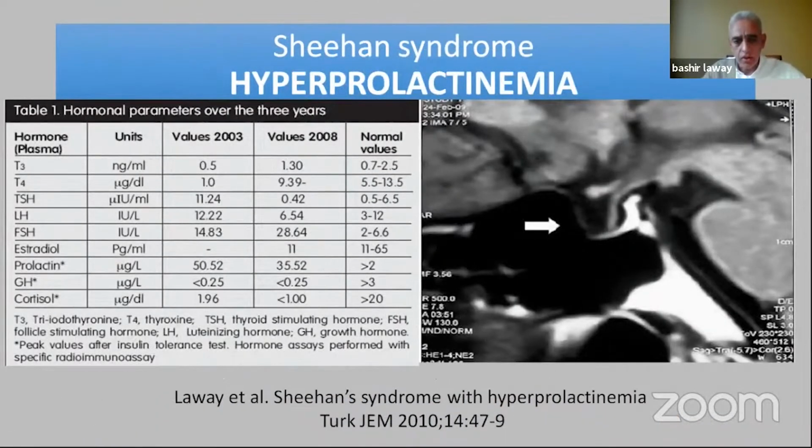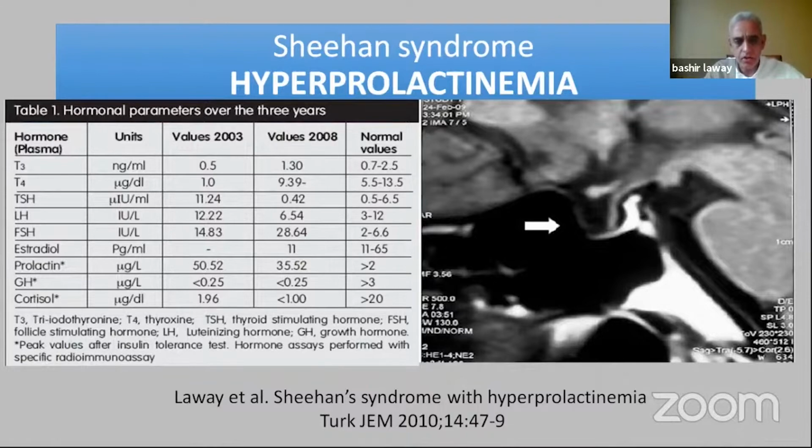Two things I want to mention, just two slides which are slightly away from the topic. We said hyperprolactinemia is not seen in Sheehan syndrome. That is right. It is rare, but if you see hyperprolactinemia in Sheehan syndrome, it has been reported. We have reported it, so it should not surprise.